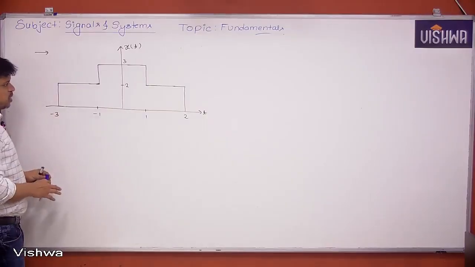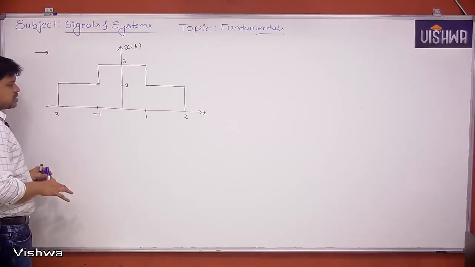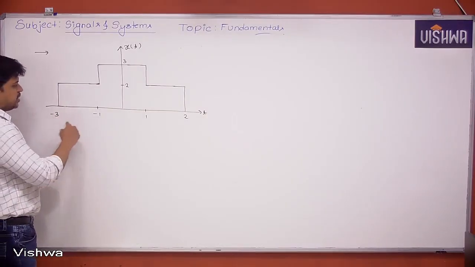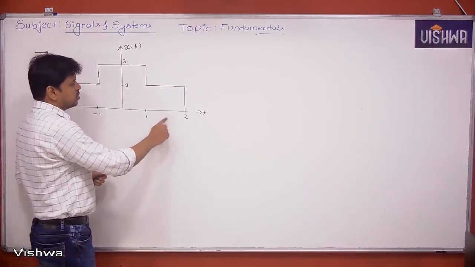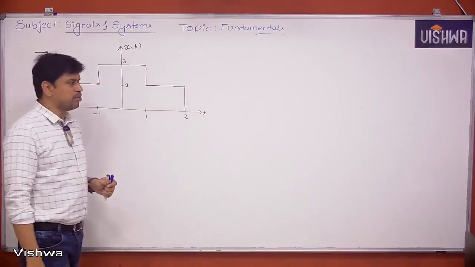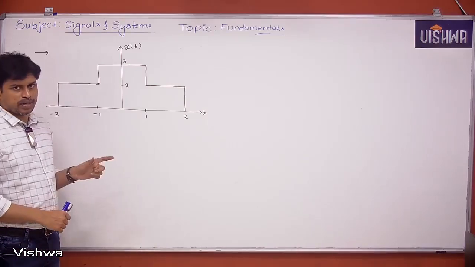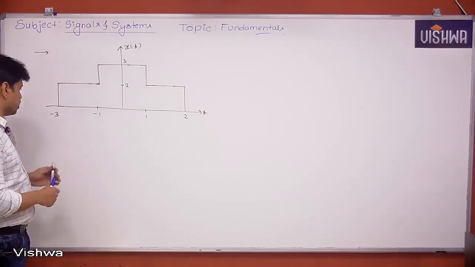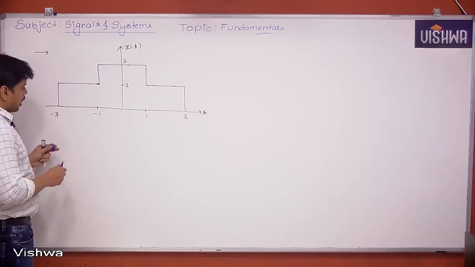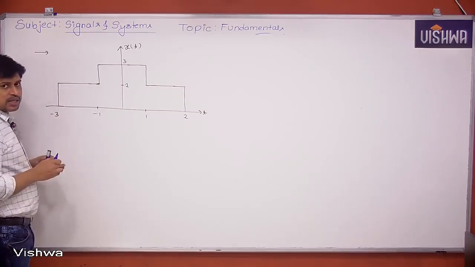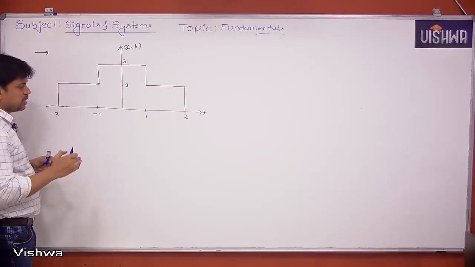So first we have to understand we are having step functions at -3, -1, 1, 2. Why? Because they are the point of discontinuities. They are nothing but the point of discontinuities. Now at -3 we know that the step function is nothing but u of t plus 3.